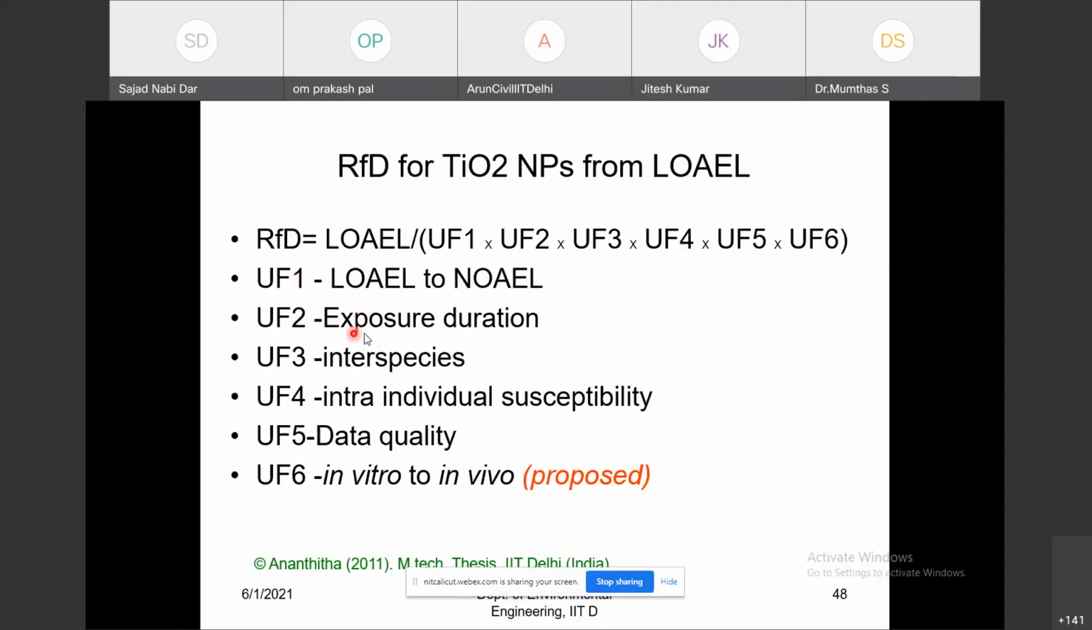The other is exposure duration. In the lab, we do a short-term study, and in real life, we will have a long-term exposure. So there is a correction factor, an uncertainty factor, for the conversion from short exposure to long exposure.